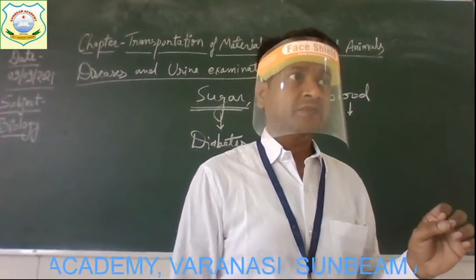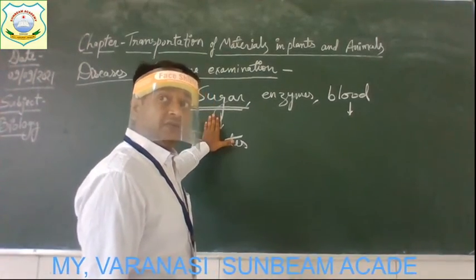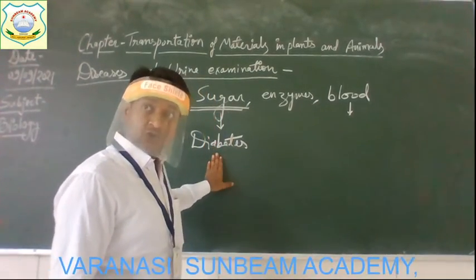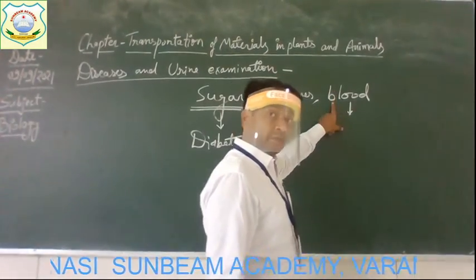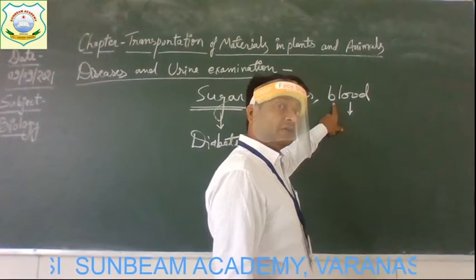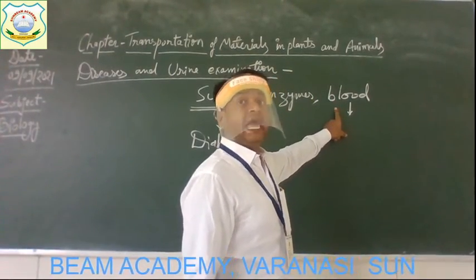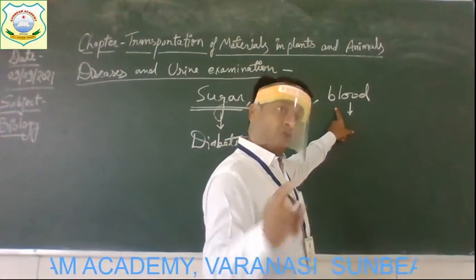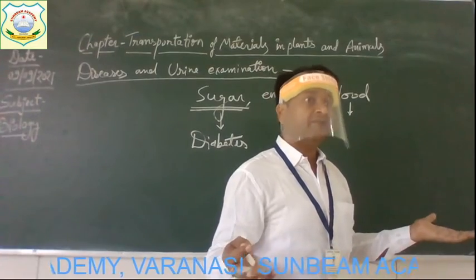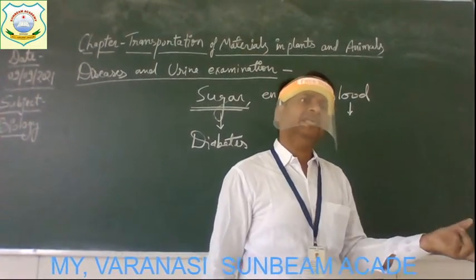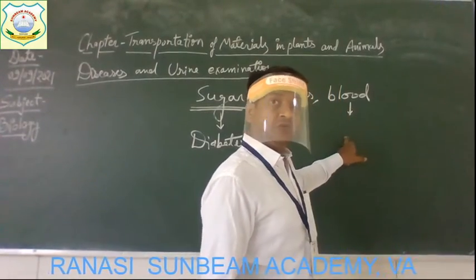Get it now? So an increased level of sugar in the blood comes through the urine also and indicates the disease diabetes. Blood that comes in the urine indicates damage of the kidneys. Actually, damage of nephrons, because kidneys are made up of nephrons. Kidneys have millions of nephrons. So might be some nephrons get damaged due to the infection of bacteria. That is why this blood is coming through it.